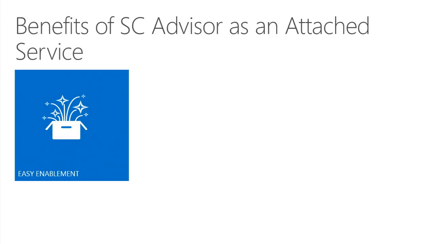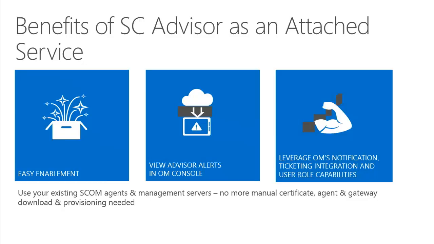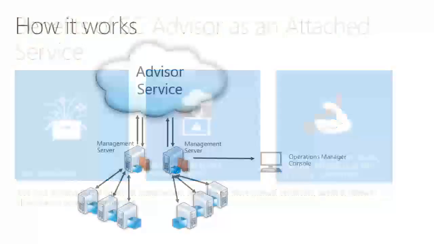So easy enablement. Instead of going to every server and installing the agent and downloading a certificate and so forth, you could do it all from the Ops Manager console. You pick the servers that you want to opt in, and the agents will be installed underneath the hood. And then you can view all the alerts in Ops Manager as well. And one of the big advantages there is you can take advantage of the notification and ticketing systems and everything else that SCOM brings you.